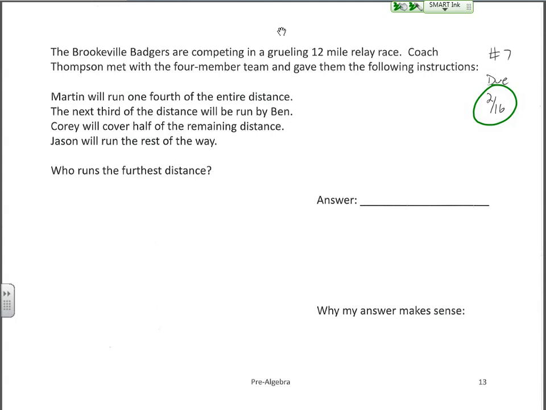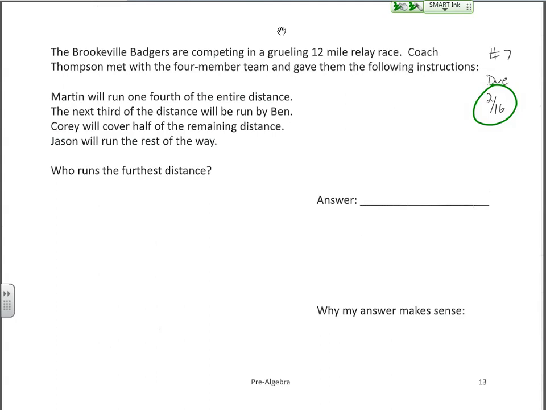So the first one here, the Brookfield Badgers are competing in a grueling 12-mile relay race. Coach Thompson met with a 4-member team and gave them the following instructions. Martin will run 1/4 of the entire distance. The next third of the distance will be run by Ben. Corey will cover half of the remaining distance. Jason will run the rest of the way. And the question is, who runs the furthest?